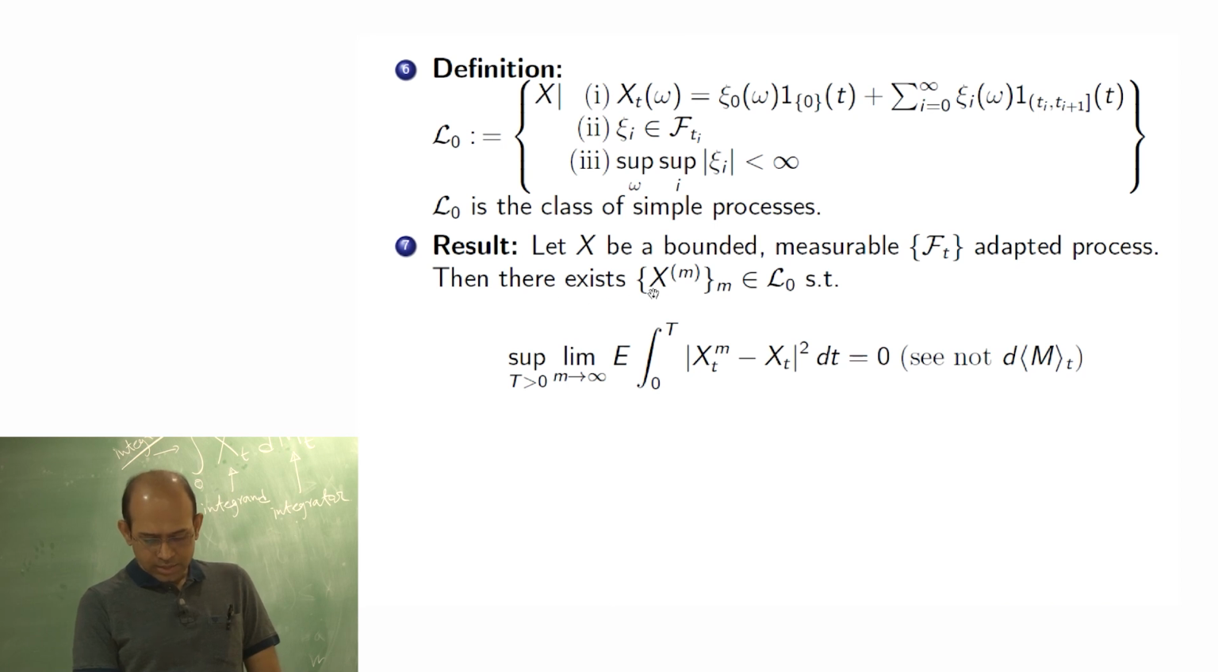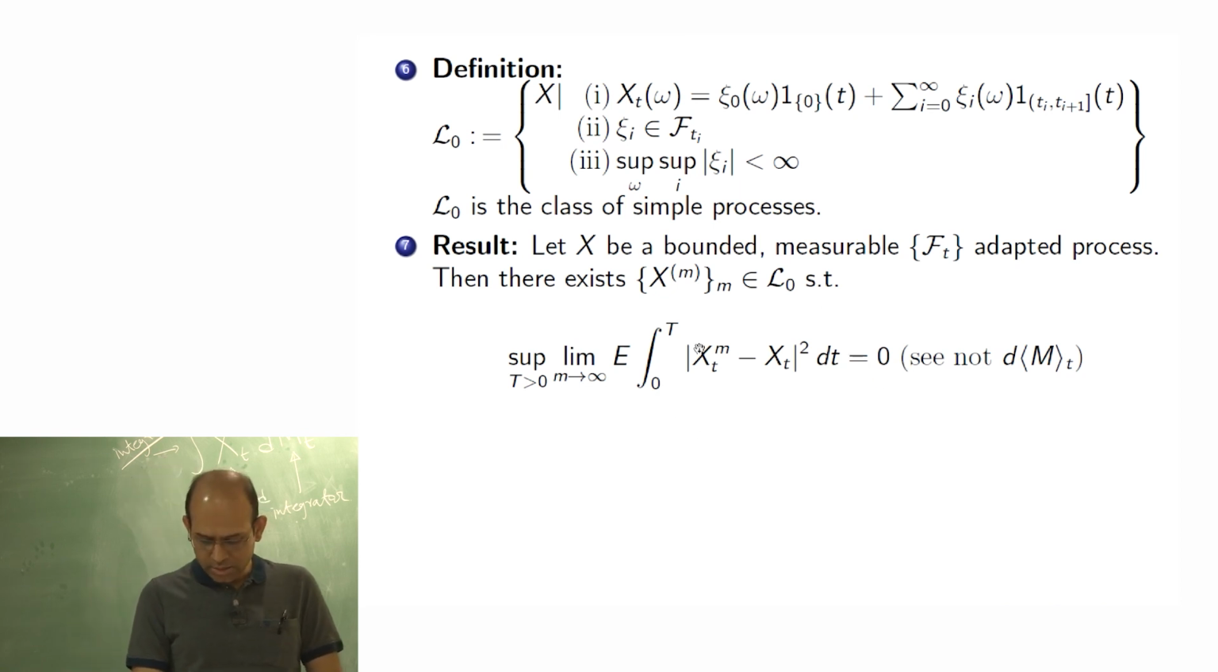And then there exists a sequence of x_m from L0 such that this expectation goes to 0 as m tends to infinity. So, what is this expectation? This is the integration of |x_m − x|, of (x_m − x) whole square dt, where time t runs from 0 to capital T, but we are also taking the supremum over all possible capital T. So, in this consideration, the martingale did not play any role.